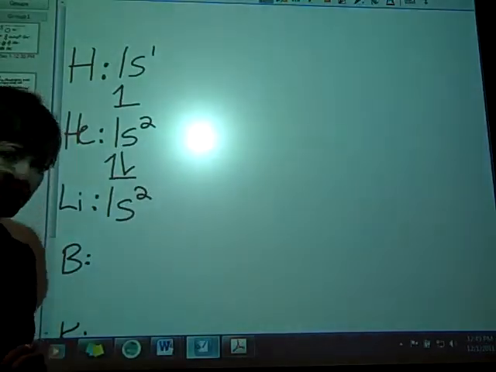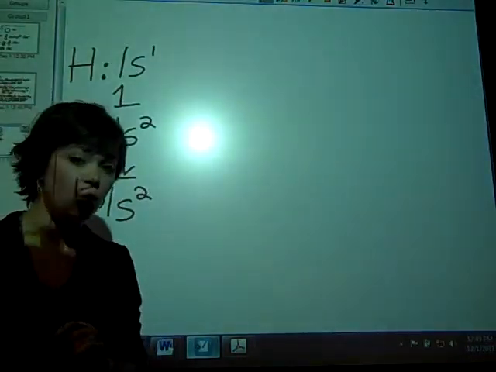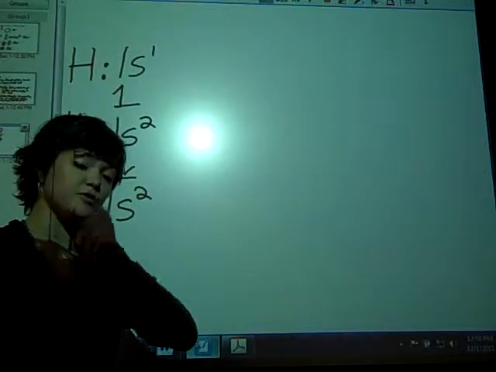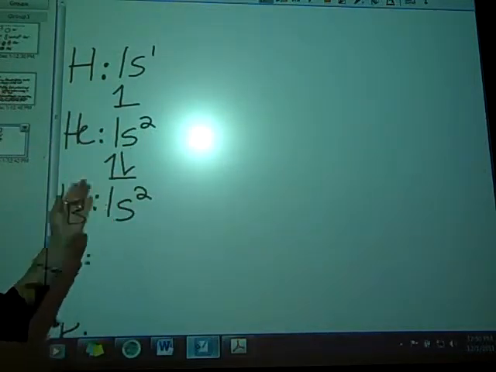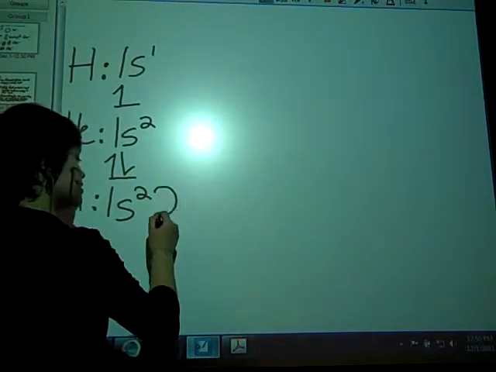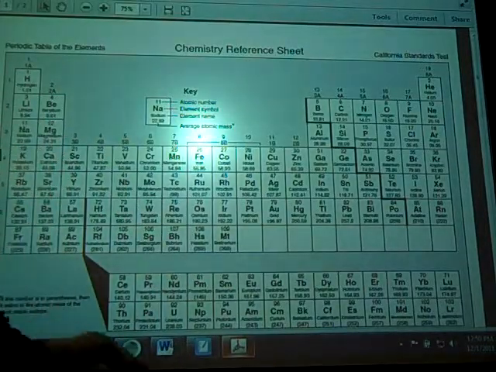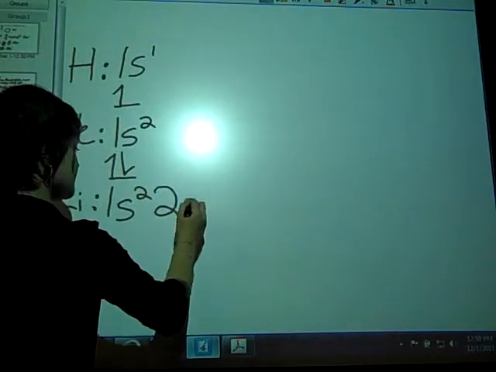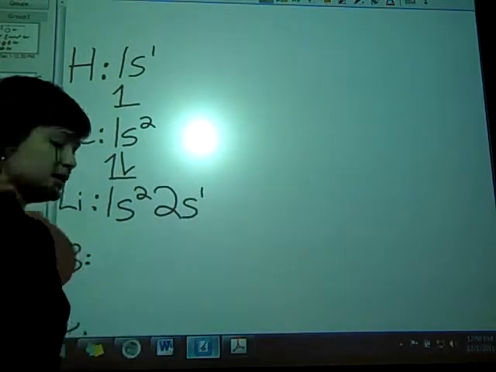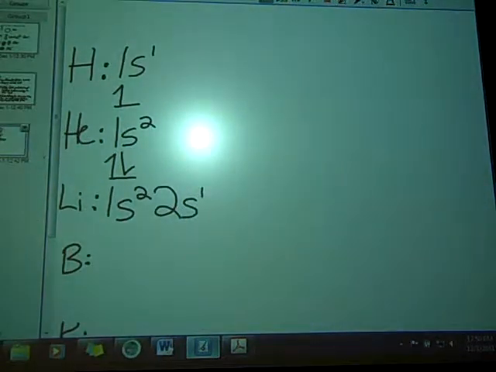This is what Hund was talking about. We have to fill one level, one orbital, before I can move on to the next. My 1s is full. Now I move on to the 2. This is 2, S block. And I'm putting my last 1 electron in my S block. So now we have 1s2, 2s1 as the electron configuration for lithium.